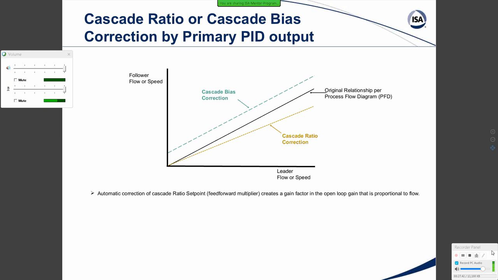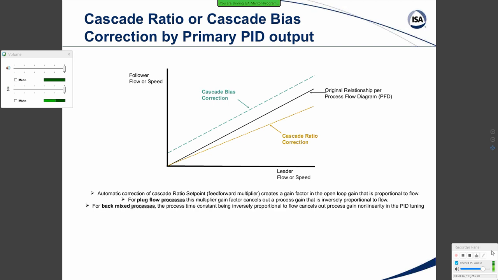So automatic correction of the cascade ratio set point, the feedforward multiplier, creates a gain factor in the open loop that is proportional to flow. Now, that can be good or bad. For plug flow processes, this multiplier factor cancels out a process gain that is inversely proportional to flow, and you'd have to get into the ordinary differential equations to see this. I do have a very simple version of that available as a file, and it's been posted online a number of times and referred to on the Control Global site. It's also been referred to and given in some of the ISA books done in the last 5 years. So for plug flow processes, the fact that we're changing the gain in the loop by doing this multiplication that is proportional to flow cancels out a process gain that is inversely proportional to flow. It sounds great, and it is great for plug flow processes and solids flows.